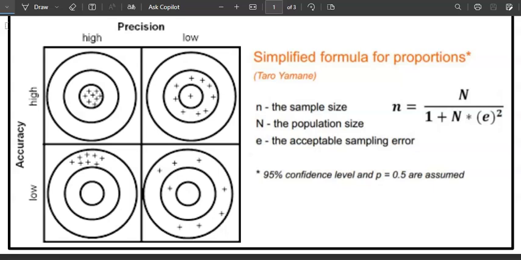This diagram right here shows accuracy and precision. If we have high accuracy and high precision, this is what it would look like. If it was low in both, it would look like this. Compare each of those four pictures.